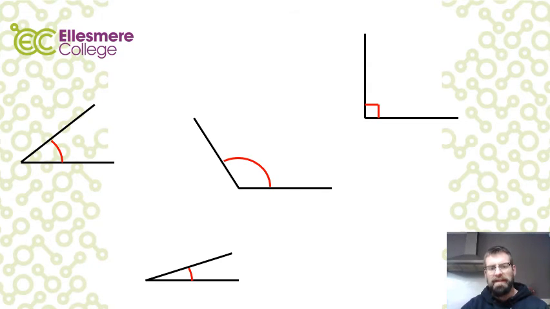And you may have noticed that some have got a curve and then one has got the little square symbol, which means it is a right angle. And they are always 90 degrees, which is something to remember for the next videos. Pause the video now then and see if you can order these.